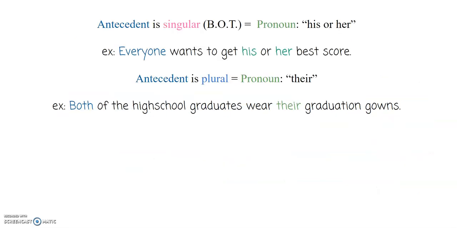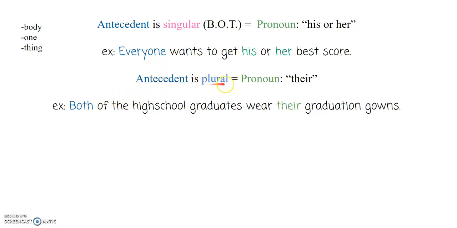There are some weird exceptions to remember as well. If you saw the subject-verb agreement video, this kind of goes hand in hand. But remember our BOT words. This is any word that ends in body, one, or thing. Everybody, anything, words like that. Whenever you have a BOT word as your antecedent, then your pronoun has to be singular. And in this case, it's actually going to be his or her. So look at the sentence, for example. Everyone wants to get his or her best score. BOT word is our antecedent, and our pronoun is his or her to match that.